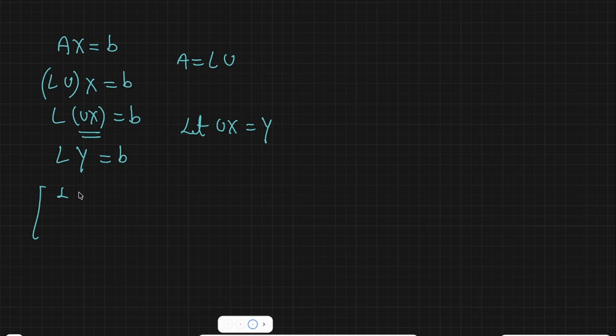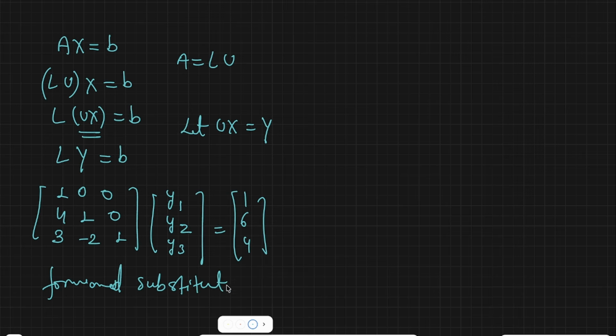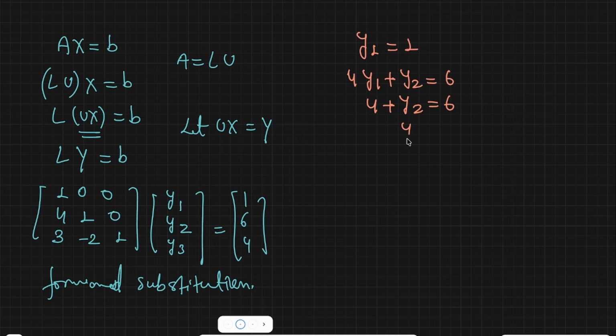What is L? That is 1 0 0, 4 1 0, 3 minus 2 1, and this is my y1, y2, y3 is equals to B. What is my B? That is 1, 6 and 4. Can I easily calculate? Simply forward substitution. You just use the forward substitution. By comparison, I can find out the value of y1. So my y1 is equals to 1. Then 4y1 plus y2 is equals to 6. So it will be 4 plus y2 is equals to 6. It means y2 is equals to 2. This is my y2. This is my y1.